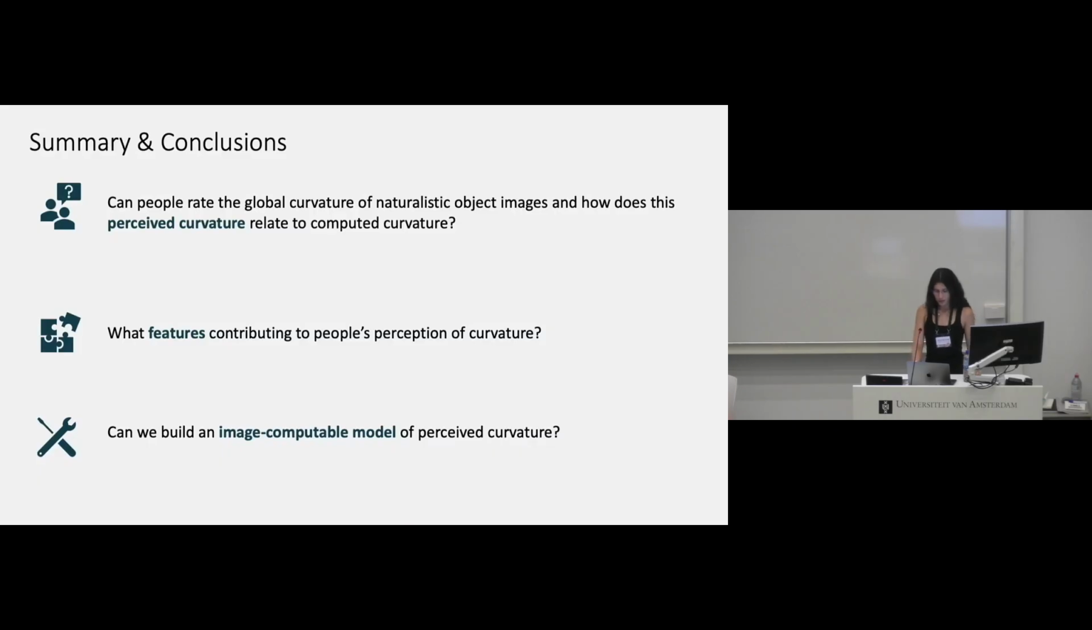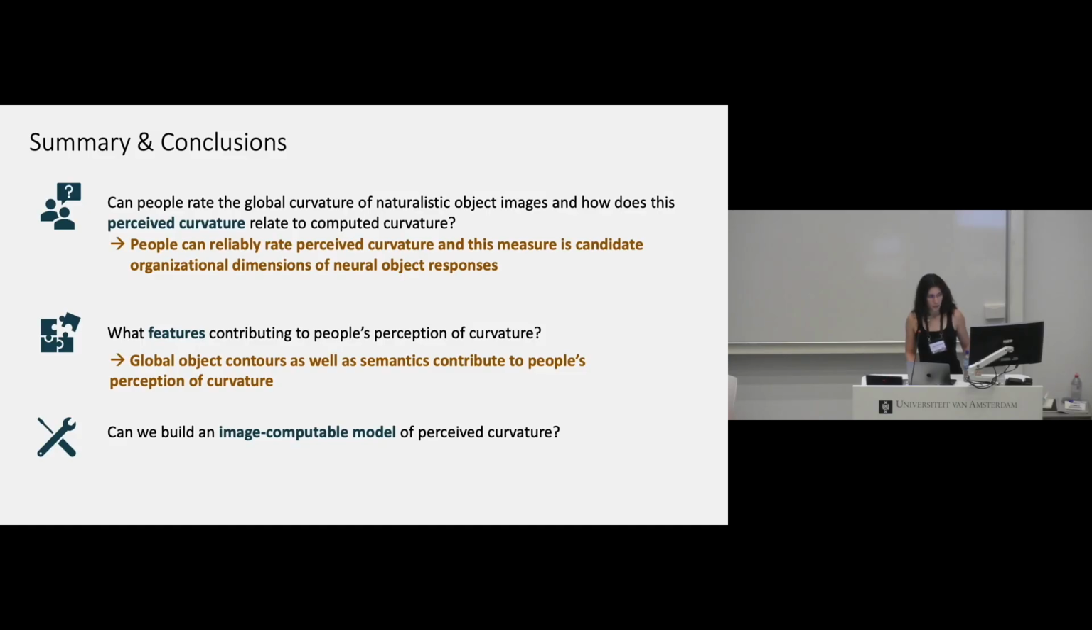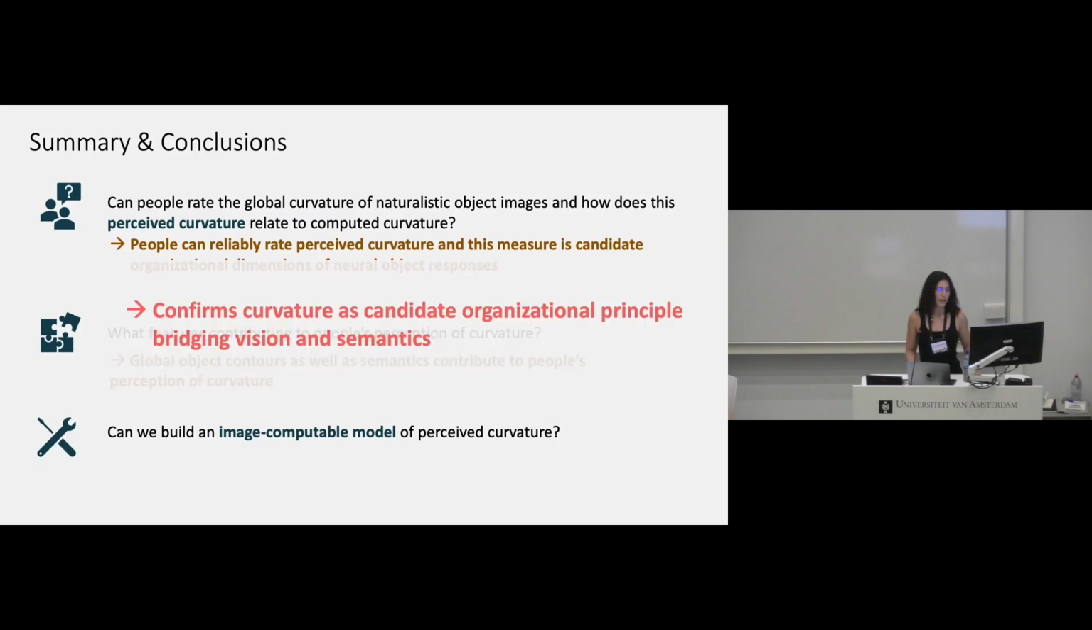So to summarize, our study shows that people can reliably rate perceived curvature and that this measure is a candidate organizational dimension of neural object responses. We further show that global object contour as well as semantics contribute to people's perception of curvature, and together these results confirm that curvature may be a candidate organizational principle bridging lower-level vision and high-level semantics.